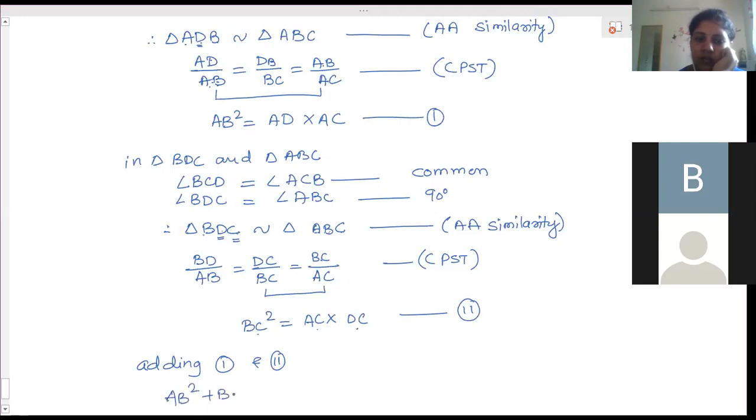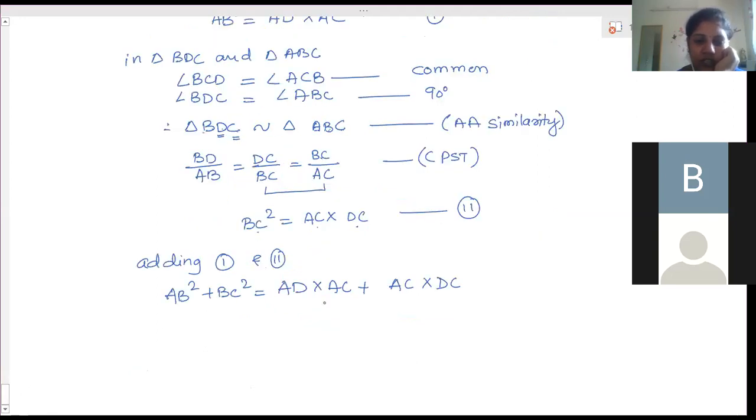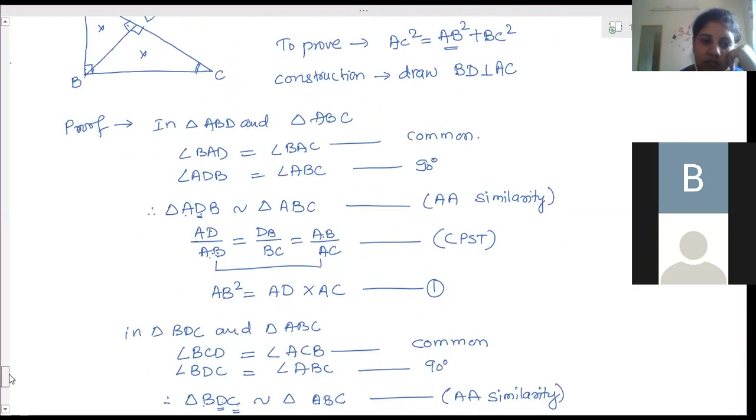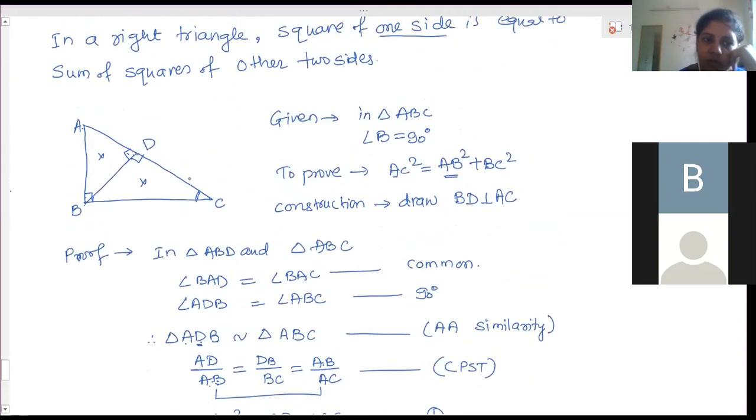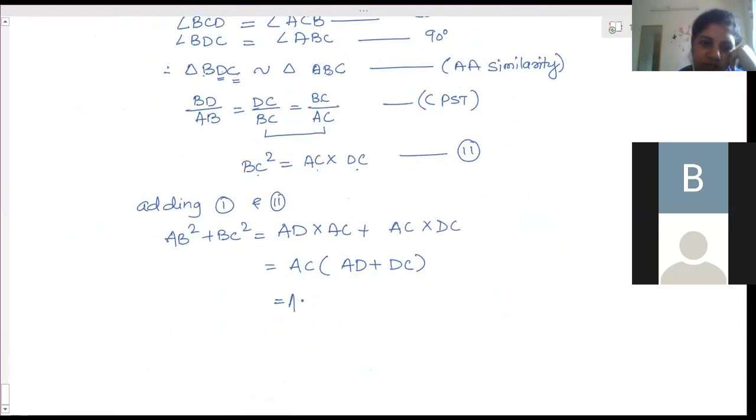AB square plus BC square is equal to AD into AC plus AC into DC. So for the simplification, take AC common. What is left out in the bracket? AD plus DC. So what is AD plus DC? AC. AD plus DC, full will become AC. So AC into AC is AC square. So AB square plus BC square is equal to AC square. This is true.